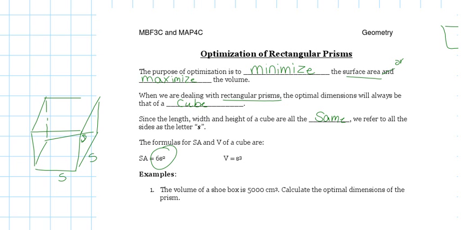Now, the volume of a rectangular prism is length times width times height, right? It's in your purple sheet. In this case, I don't have length and width, I have S times S times S, which is S cubed. So the volume of a cube is S cubed. Okay? So these formulas are the volume of a cube and the surface area of a cube. Does that make sense to you?